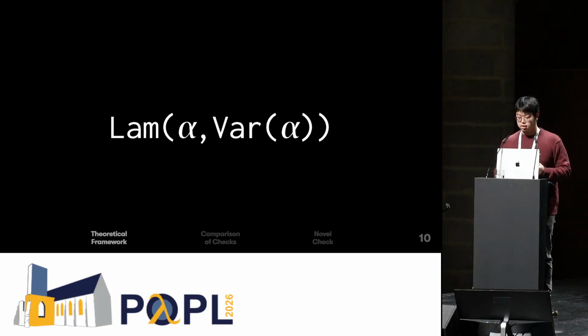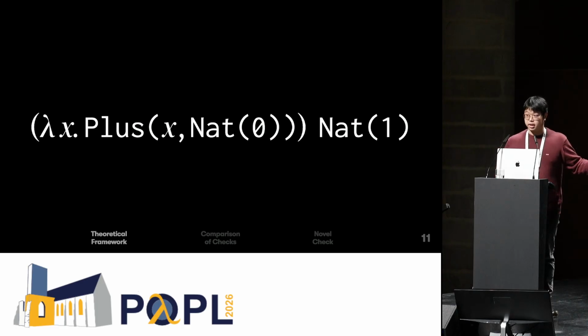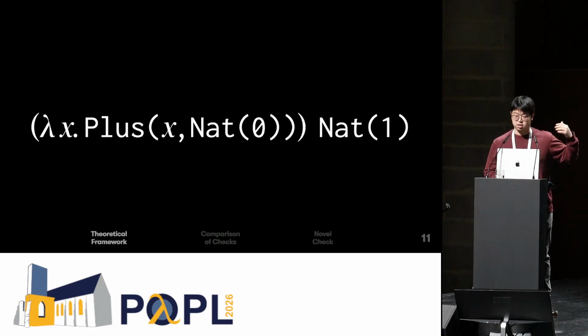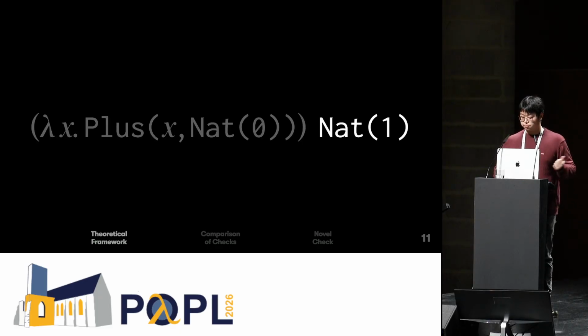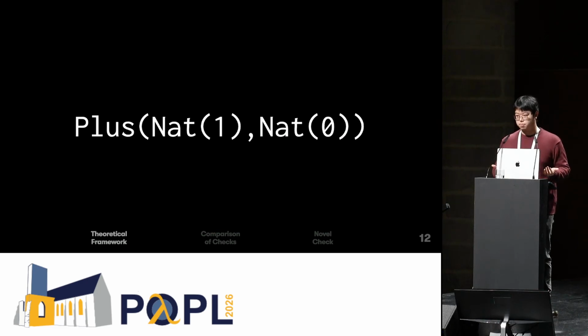We've got our programming language, and we can write some programs. We can write, for example, the AST of the identity function. Or we can write a program that does some computation. This is a function application. On the left-hand side, we have a function that takes an argument and constructs the AST of that argument plus 0, which we apply to the AST of 1. We can run it and get the AST of 1 plus 0.